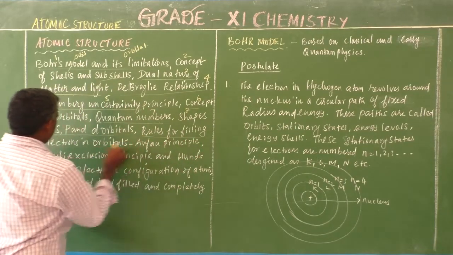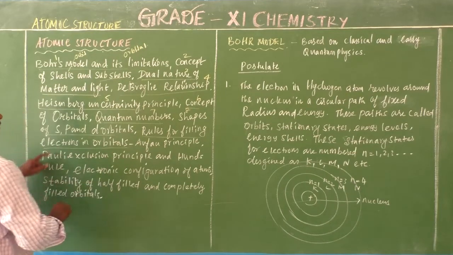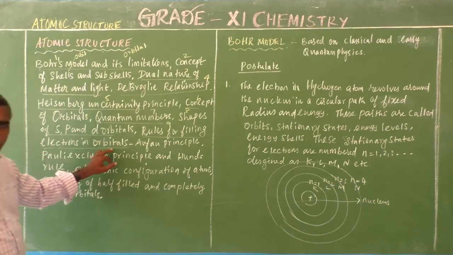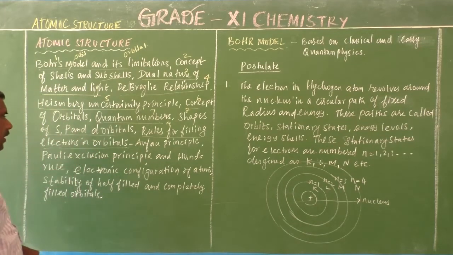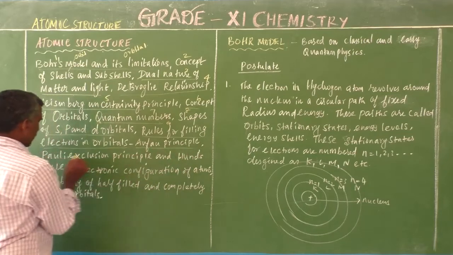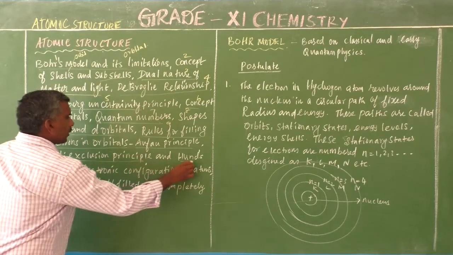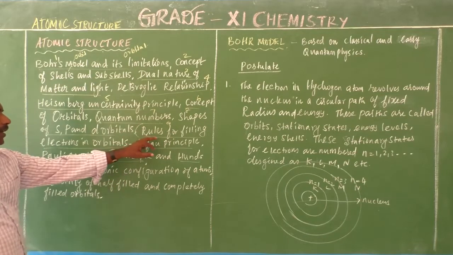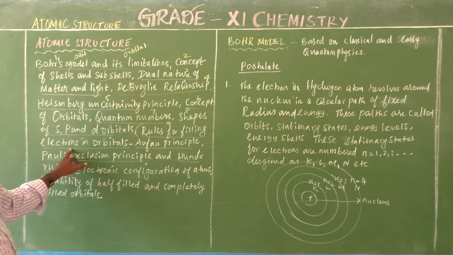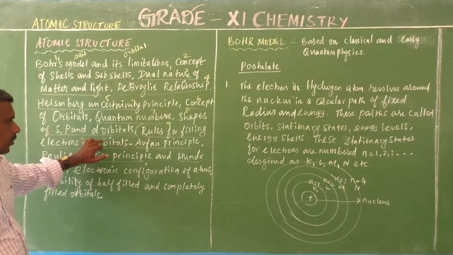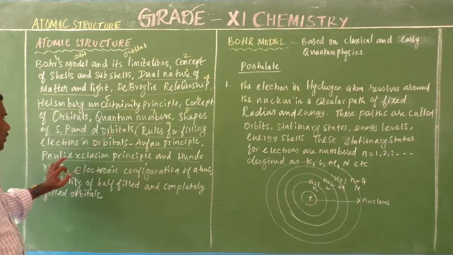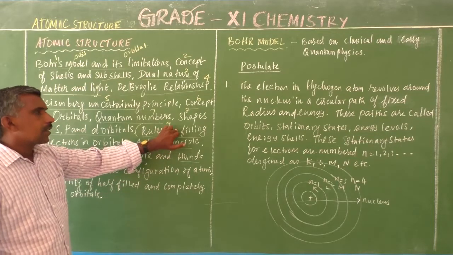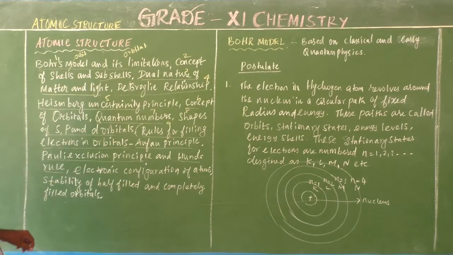Now, rules for filling of electrons in orbitals. This is the ninth topic. The rules include the Aufbau principle, the Pauli exclusion principle, and Hund's rule. These three topics are included in the rules for filling of electrons in orbitals.